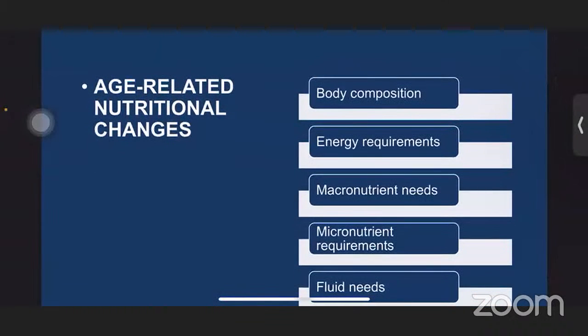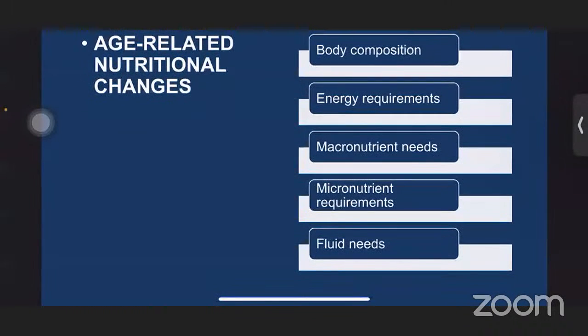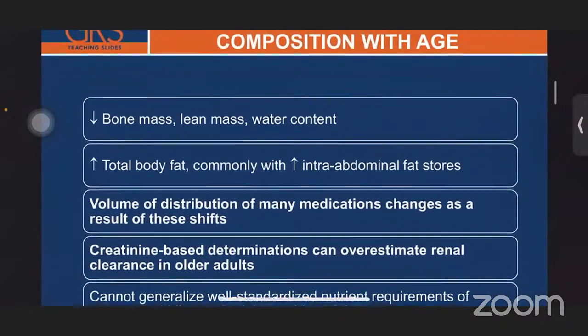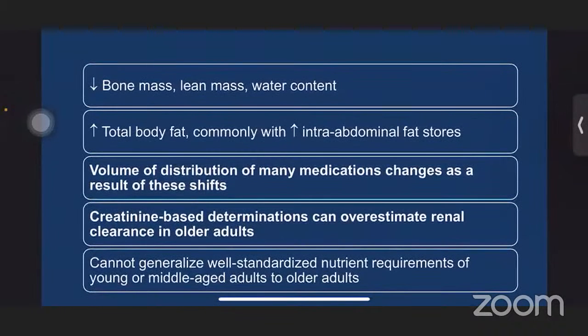Coming to the age-related nutritional changes, there would be changes regarding body composition and energy requirements as our body goes through aging. The macronutrient needs, micronutrient requirements, and fluid needs also keep changing. As we age, our bone mass decreases, lean mass decreases, and the water content in the body also decreases. There is an increase of total body fat, especially the intra-abdominal fat stores.